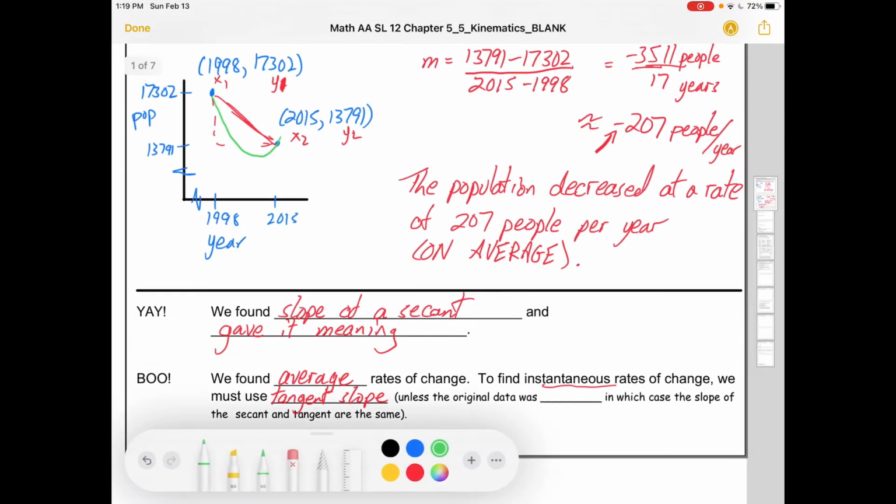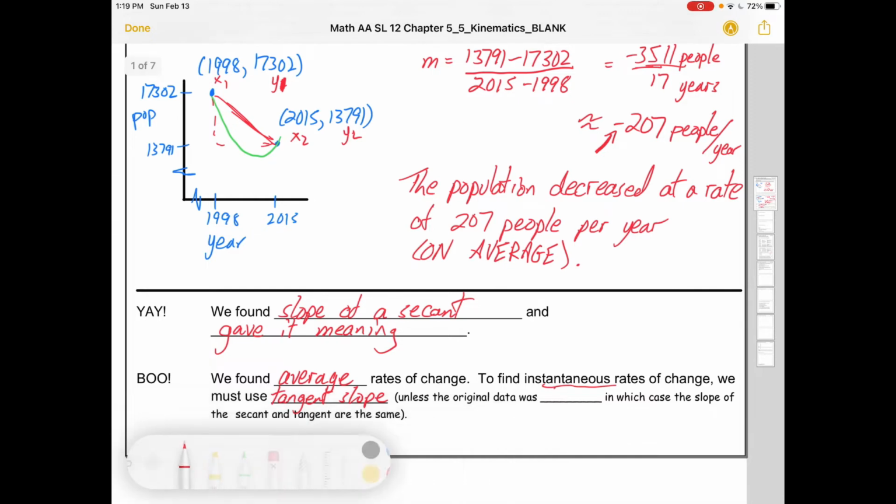So, we found the average rates of change. To find instantaneous rates of change, we must use the tangent slope unless our original data was linear, in which case it doesn't really matter. The slope of the secant and tangent are the same.